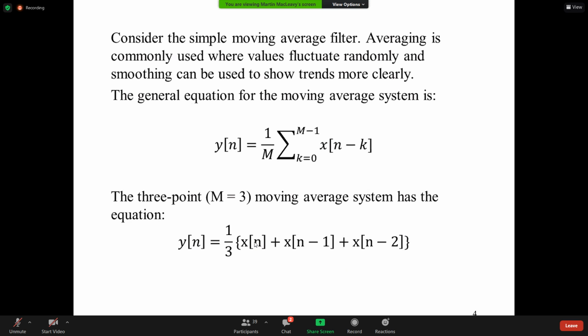It's 1/3 times x of n plus x of n minus 1 plus x of n minus 2. So we're taking 3 values and averaging them. We're going to add them and divide by 3.